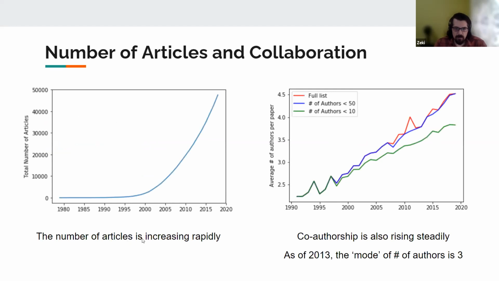The number of articles in the field is rapidly increasing. You can see this is the total number of articles, and it is not exactly exponential, but it is increasing really rapidly. One of the other findings that we had is that the co-authorship numbers are increasing as well. Per paper, the average number of authors has been increasing, and since 2013, the mode of the number of authors is 3, meaning that a huge chunk of papers produced here have 3 or more authors.